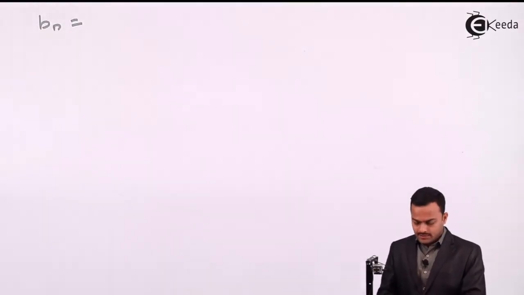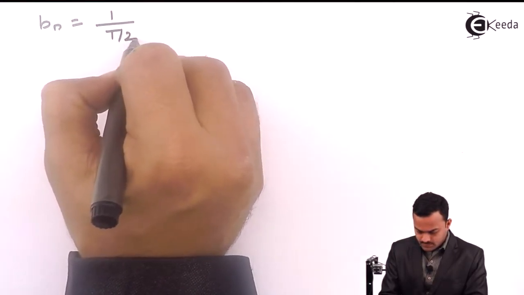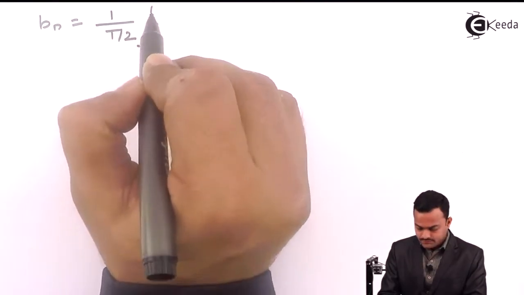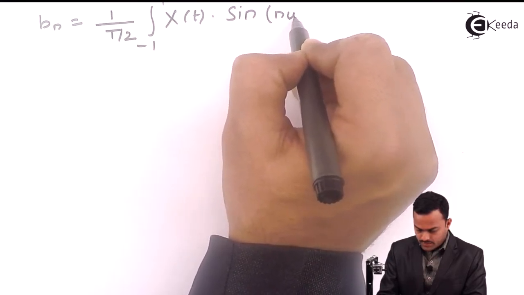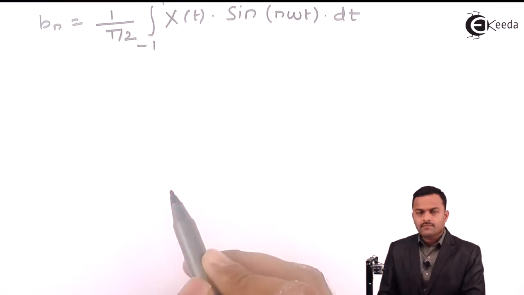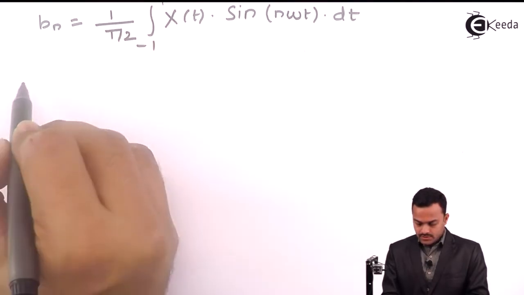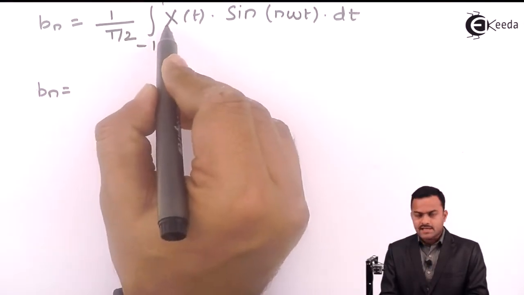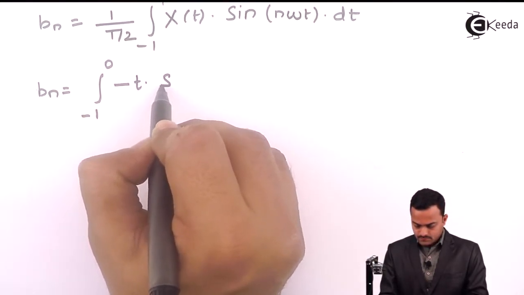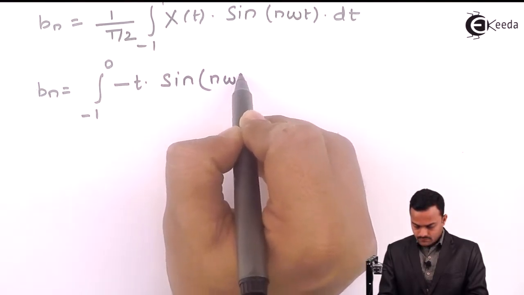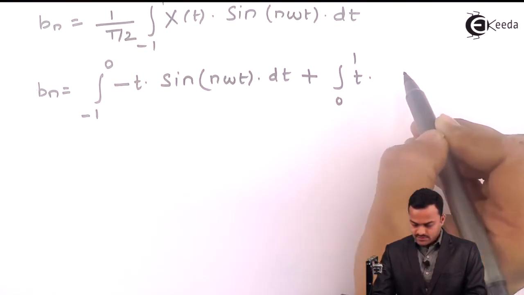So Bn can be calculated like this: 1 upon half the time period, the x of t exists from minus 1 to 1, into sine n omega t dt. So we know time period is 2, so 2 by 2 is 1. So no need to write over here. So I can say Bn as, since x of t having two parts, minus 1 to 0, it is minus t, and 0 to 1, it is plus t.